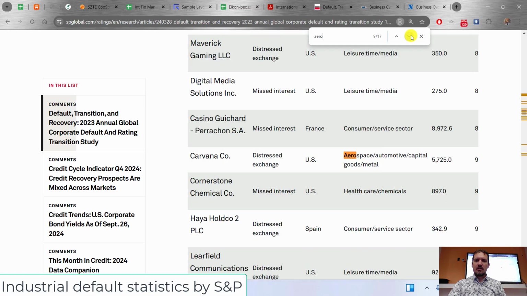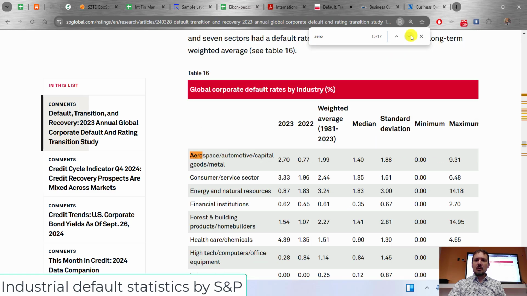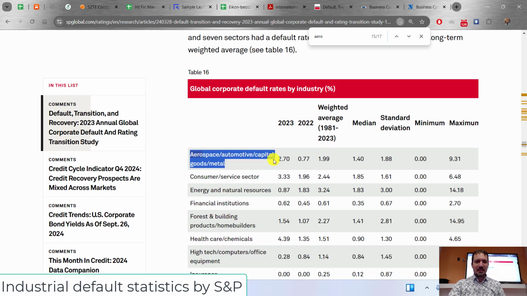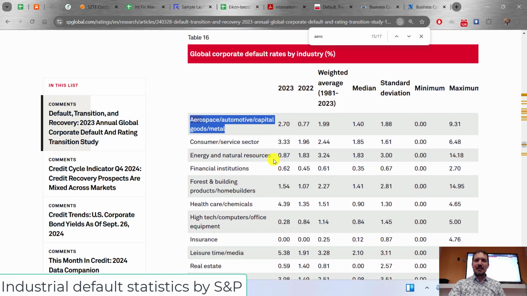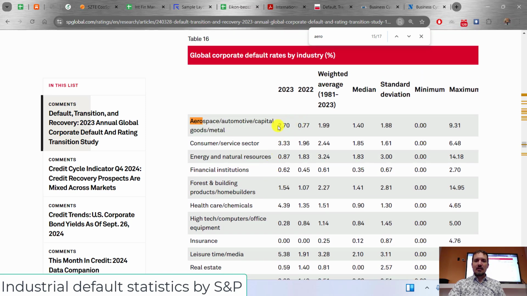Sooner or later, there is this question of who defaulted when. So, global default rates by industry, in percentage. In 2023, only 2.7% of companies in our space, automotive, capital goods, metal, so it's quite a big industry here. Practically everybody is inside there. So, 2.7 is not much.